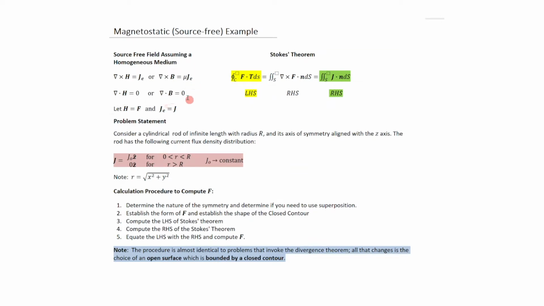In our case, we're going to work with the H version, which means we're just going to let H be equal to F, to have a consistent set of symbols. And we're going to just let J subscript E just be J. So this will be a current flux density. F in this case will represent the magnetic field.